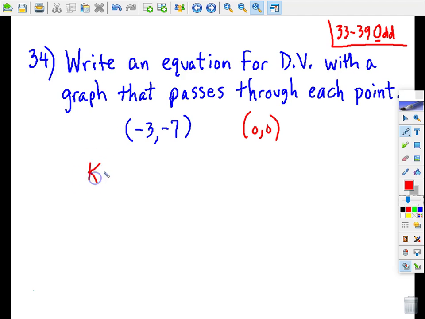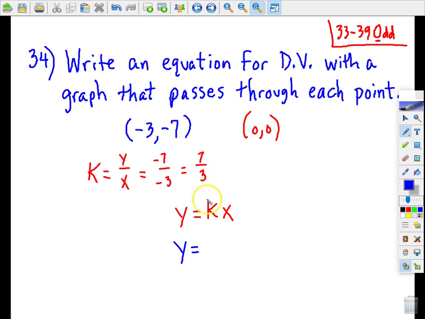Well, let's go back, and we've done this several times. Let's find k. K is y over x, which in this case is going to be -7 over -3, which simplifies. Negative divided by negative, of course, is positive. Well, the directions just tell me to write the equation for this particular direct variation relationship. Well, here it is in general. This is direct variation in general terms, and this is how I would answer this particular problem.